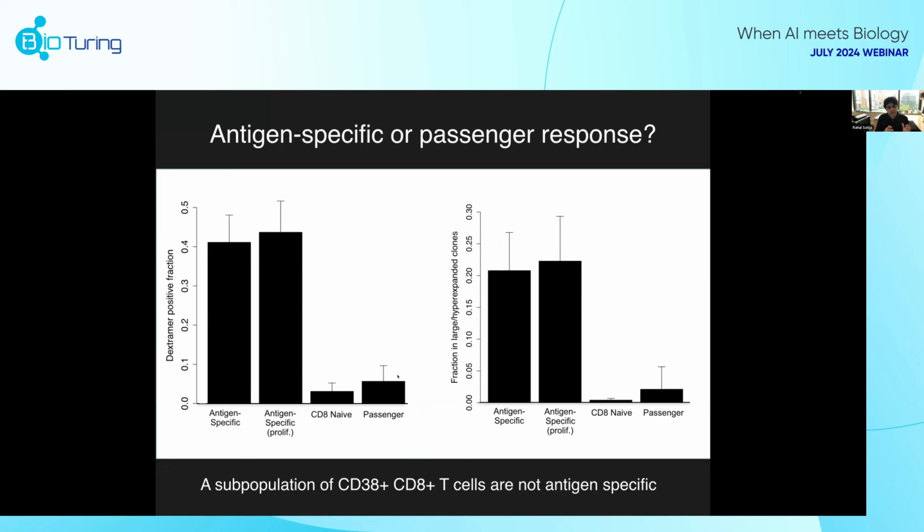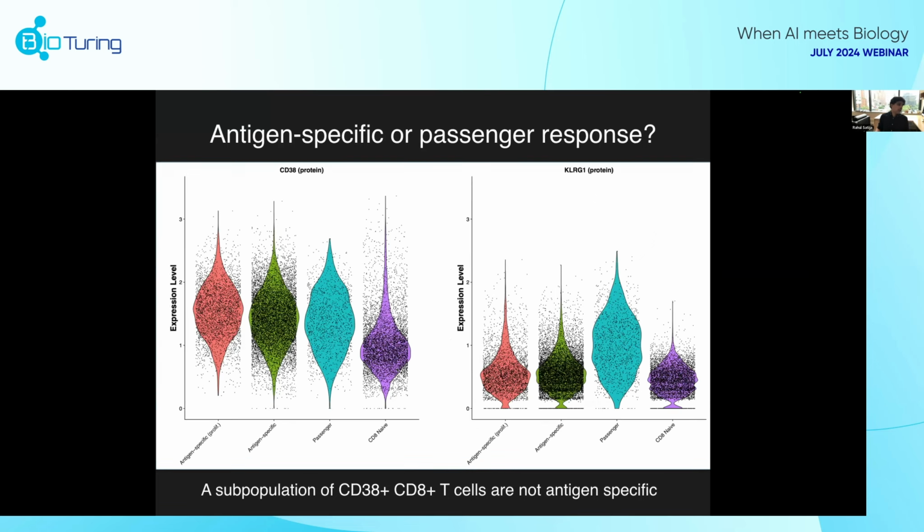And so the question is, can we identify what's unique about these antigen-specific ones versus the passenger ones? And actually, I think one of the cool results from the paper is we see a very nice cell surface protein, KLRG1, that uniquely separates antigen-specific from passenger responses. Both cell populations express similar levels of CD38, which is what most immunologists would use in this context. We identify another marker that we think is valuable for separating these 2 cell groups from each other.